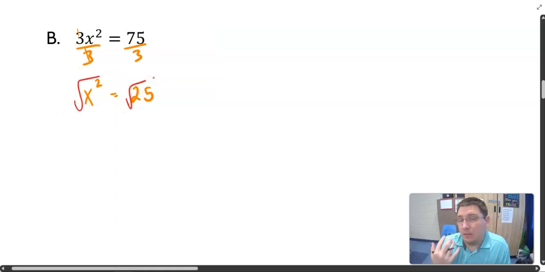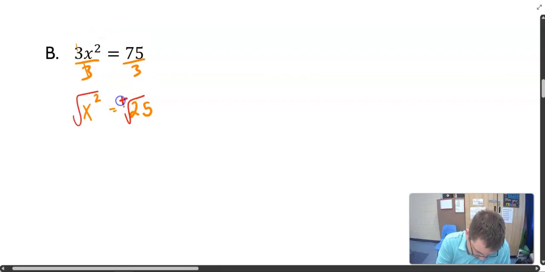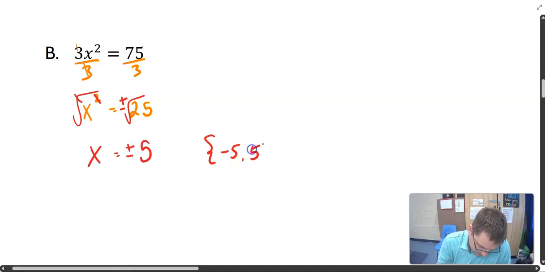And remember that when we take the square root of something that was squared, the other side needs to account for both signs, positive and negative. And so the square root cancels the square, leaving just the x. And x is equal to positive or negative 5. And so our 2 solutions are negative 5 and positive 5. And if we plug both those in, we would see that both work.